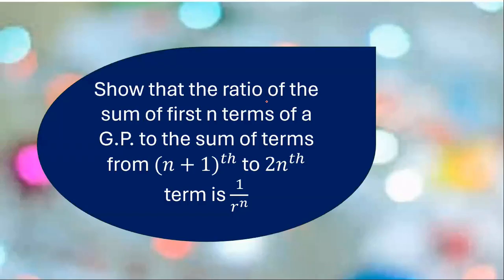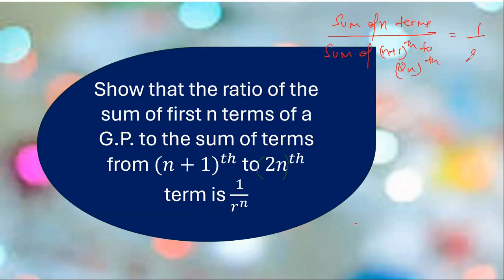The question is: show that the ratio of the sum of the first n terms of a GP to the sum of the terms from the n plus 1th to the 2nth term is 1 over r raised to the power n, right? We have to prove that. Basically, we have to show that the ratio of the sum of n terms of a GP to the sum of the n plus 1th to 2nth terms will be equal to 1 over r raised to the power n.